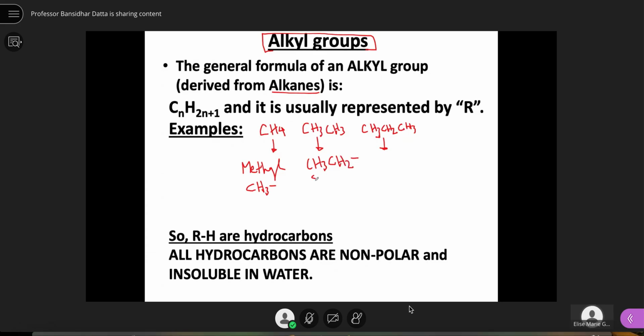Does it matter which hydrogen loses one? Could it be CH2, CH3?